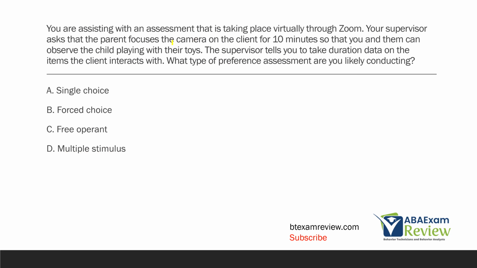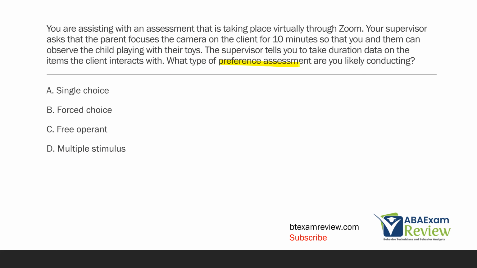You are assisting with an assessment that is taking place virtually through Zoom. Your supervisor asks the parent to focus the camera on the client for 10 minutes so that you and they can observe the child playing with their toys. The supervisor tells you to take duration data on the items the client interacts with. What type of preference assessment are you likely conducting?